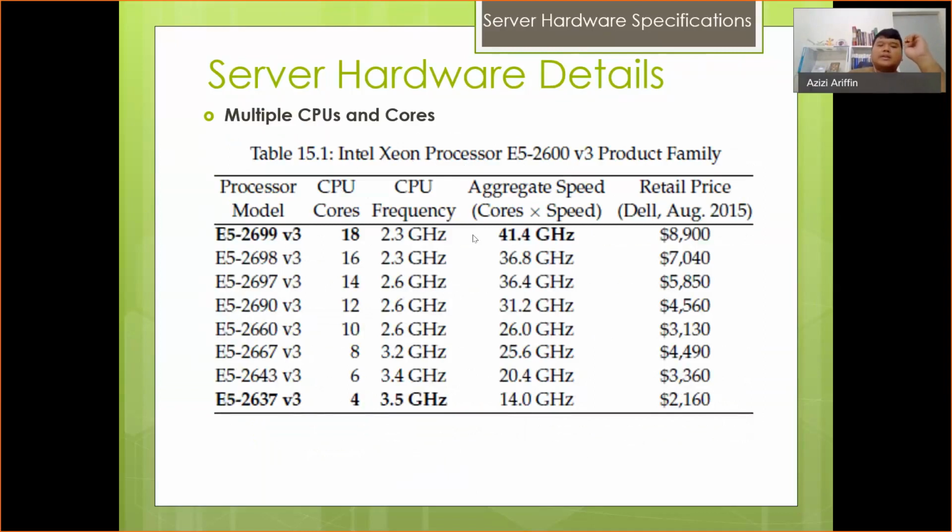For example, the highest one, the most expensive, maybe has 18 CPU cores, and when we multiply the CPU frequency by the cores, we have the aggregated speed, right? But I think this is an outdated one. I think for the latest one, maybe we have a newer version of the Xeon range.